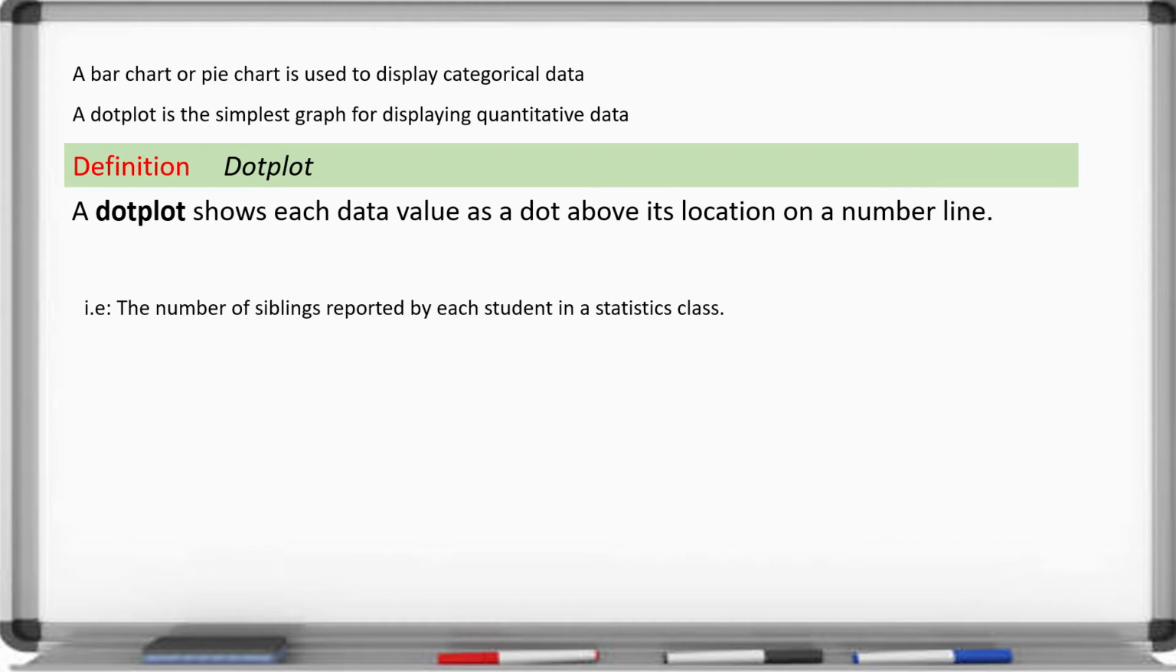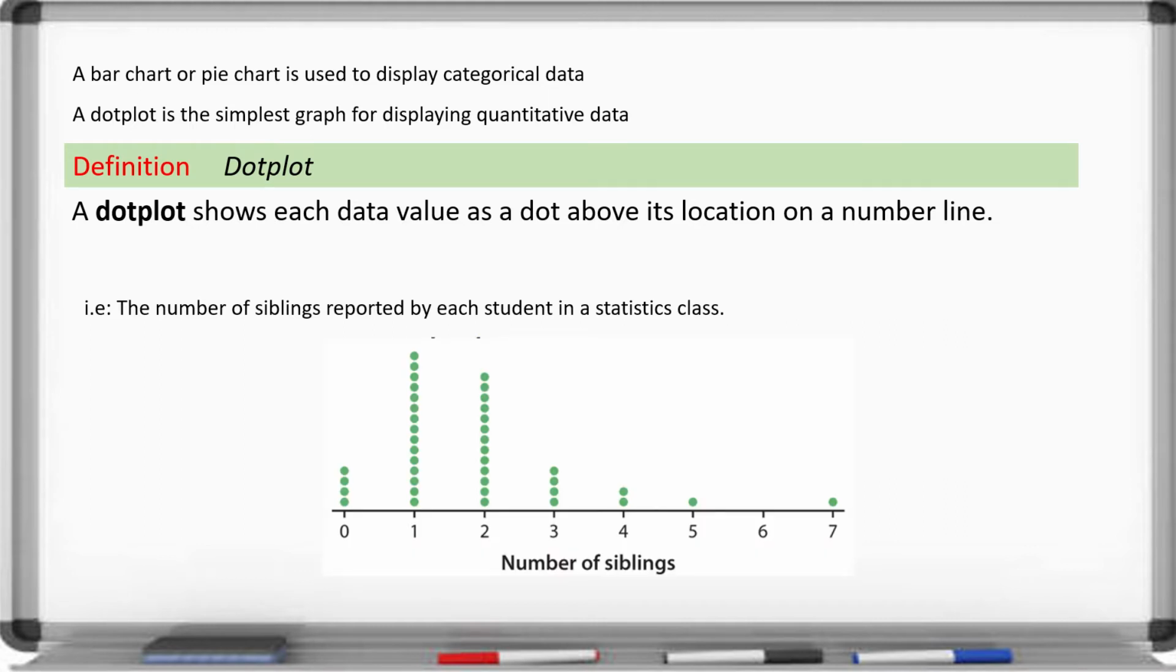So for example, if we're reporting the number of siblings of each student in a statistics class, let's say that our range is from 0 to 7 siblings, and we ask the students how many siblings they have. For example, it seems that 4 students have 0 siblings, and it seems that 4 students also have 3 siblings. So that's how you interpret the dot plot.